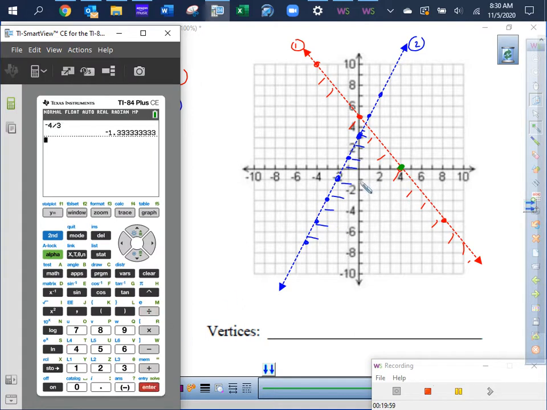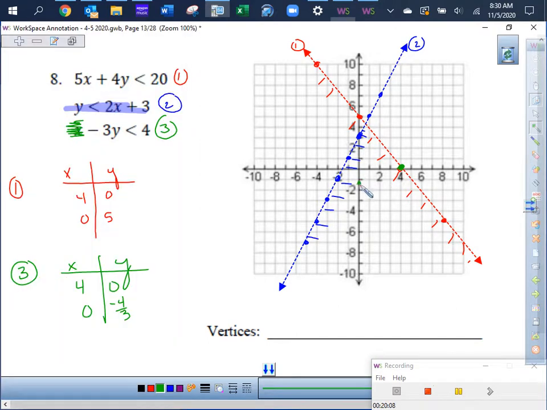So isn't that a little lower than -1, but still above -2? So we're going to put him like right about there. So that was pretty close to where -4/3 was. Okay with that? Connect the dots. What kind of line should you make? Solid or dashed? Dashed.